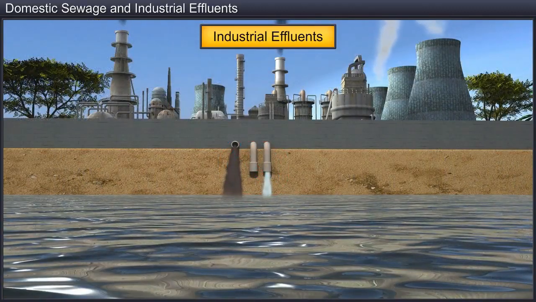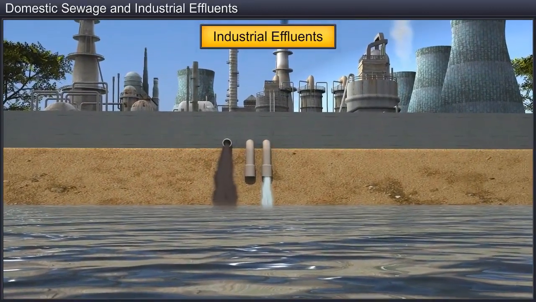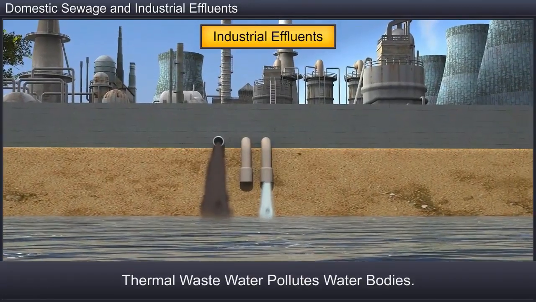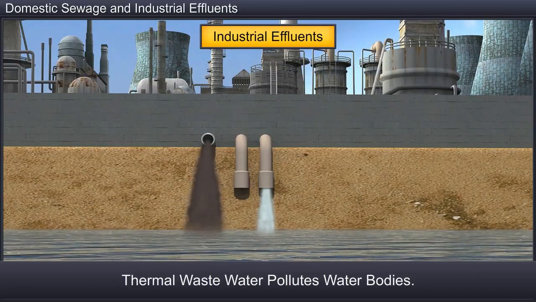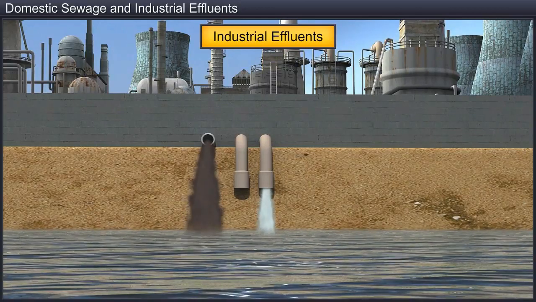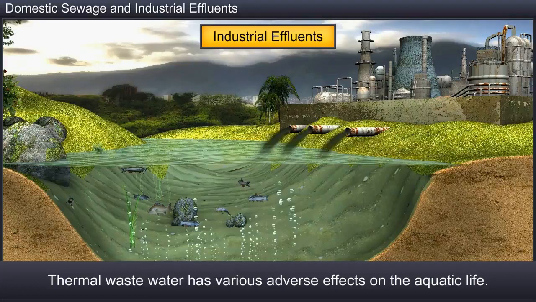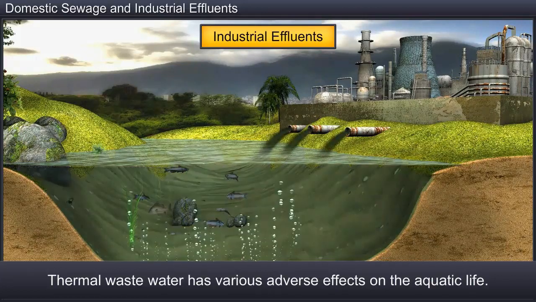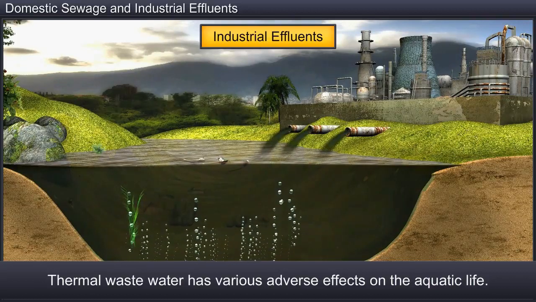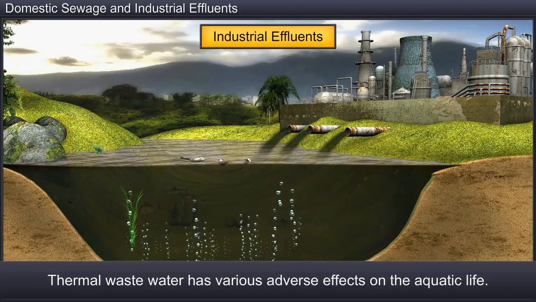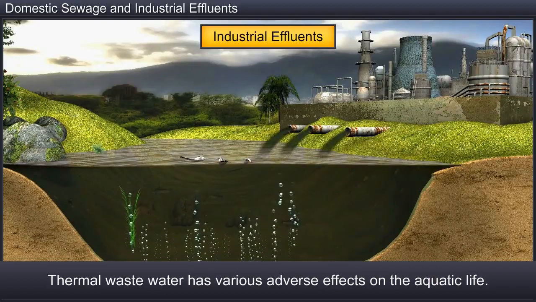Apart from releasing toxic pollutants, industries such as thermal power plants also release heated or thermal wastewater into water bodies. This wastewater has various adverse effects on aquatic life. It can kill or reduce the number of organisms sensitive to high temperatures and can also damage indigenous flora and fauna.